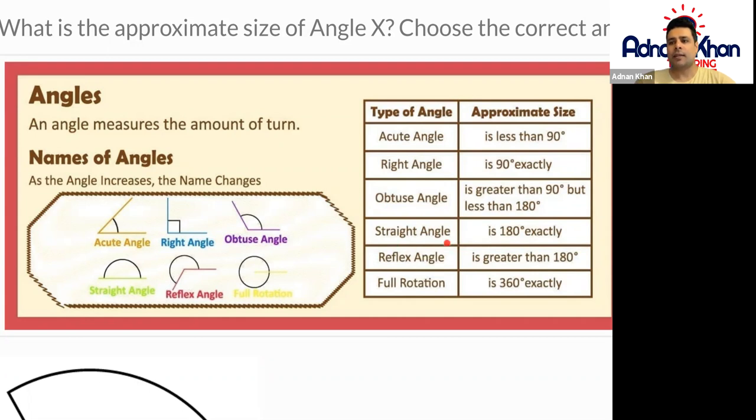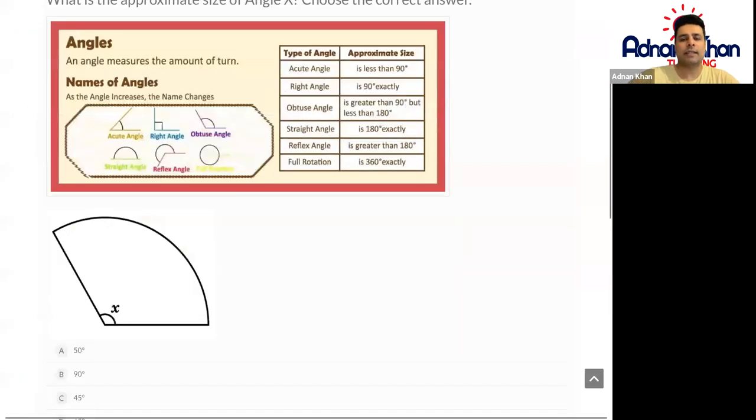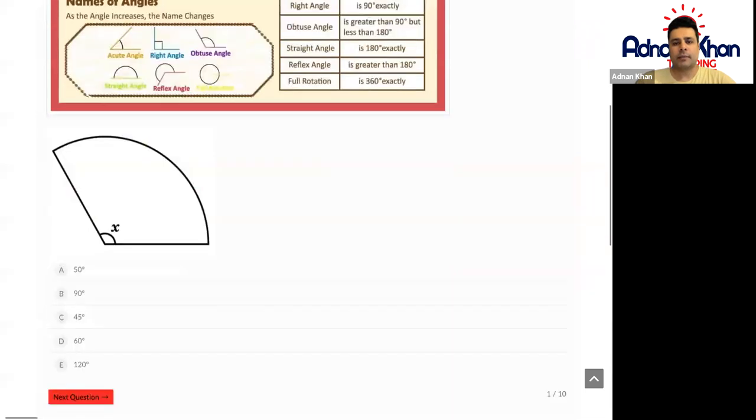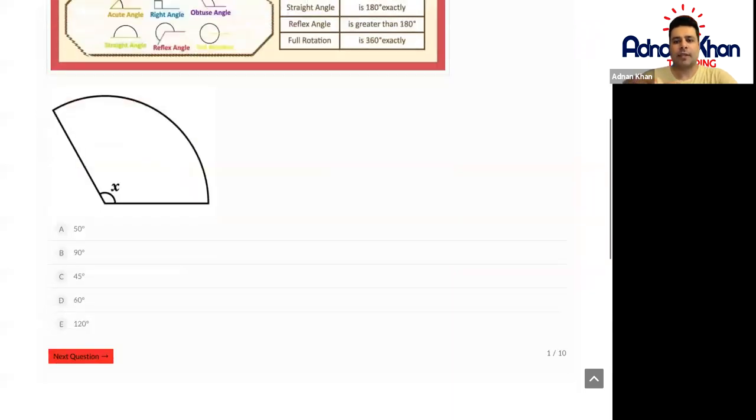A straight line is exactly 180 degrees. A reflex angle is greater than 180 degrees, but less than 360 degrees. And a full rotation, which is a whole circle, is exactly 360 degrees. It gives you a little bit of background knowledge in terms of what angles are, what they mean, what they stand for as well. So let's look at this particular example that we can see in front of us here.